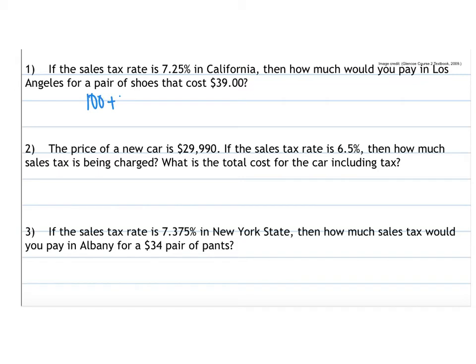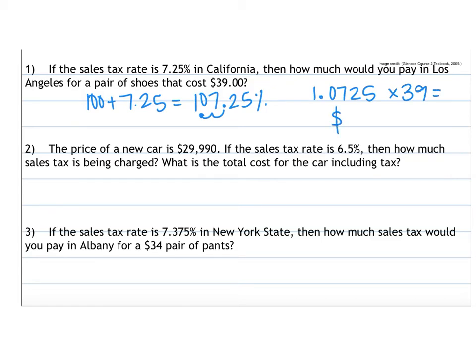So 100 plus 7.25, which is 107.25%. Now I'm going to turn that into a decimal, move the decimal 2 to the left. So 1.0725 times the $39. And it looks like it is now going to cost, for this pair of shoes, $41.83. Again, rounded to the nearest hundredth, because we're talking money.